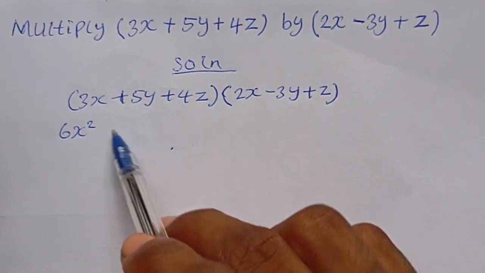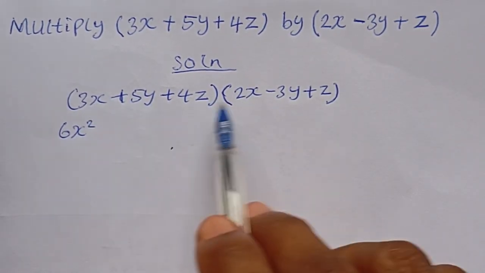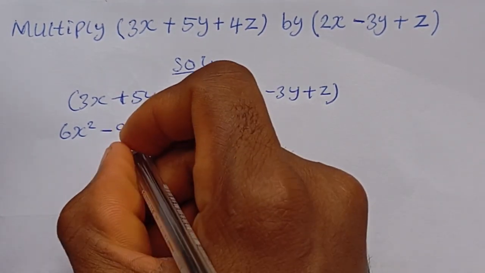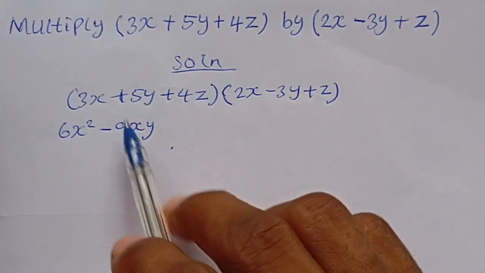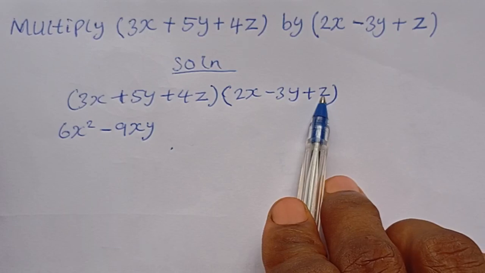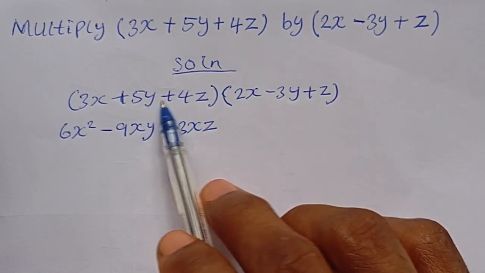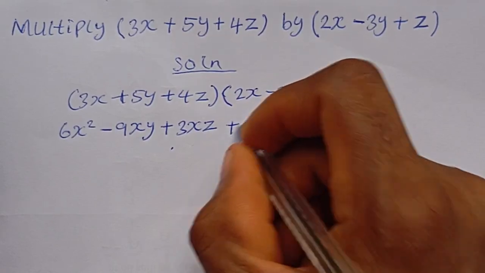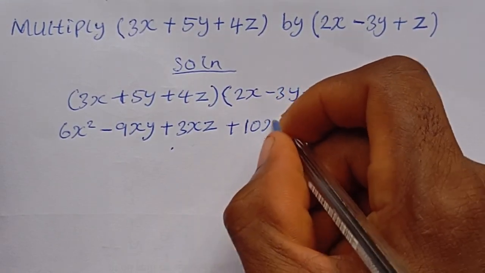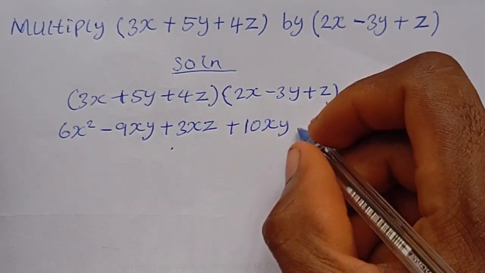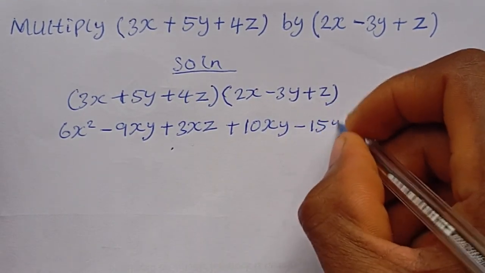3x times 2x is 6x squared. Then 3x times minus 3y will be minus 9xy. Then 3x times z will be plus 3xz. 5y times 2x will be 10xy. 5y times minus 3y will be minus 15y squared.